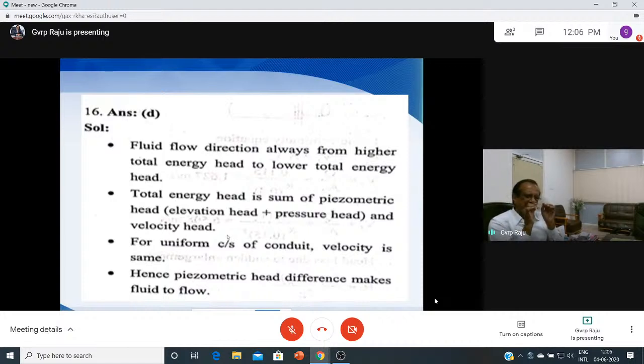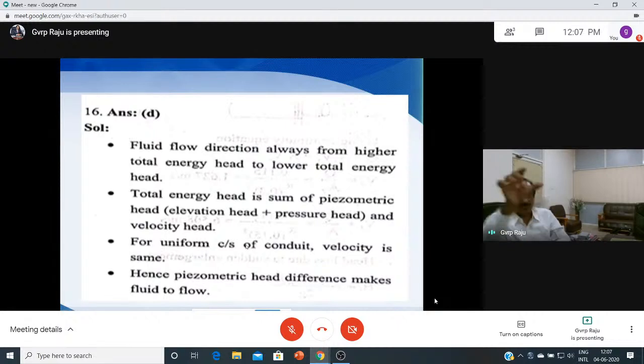The total head is P by W plus V square by 2G plus Z. When total head at A is more than total head at B, the flow is from A to B. When the total head at B is more than total head at A, the flow is from B to A. The fluid flow direction is always from higher total energy to lower total energy. The total energy head is the sum of pressure head, velocity head and datum head.